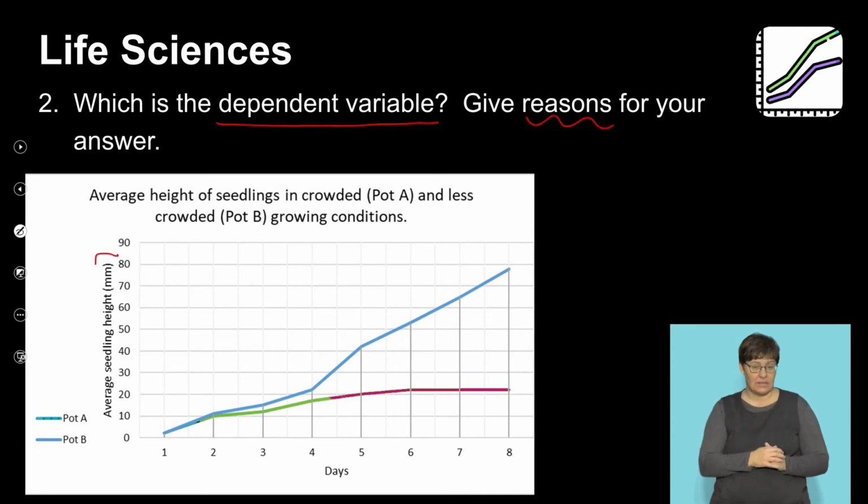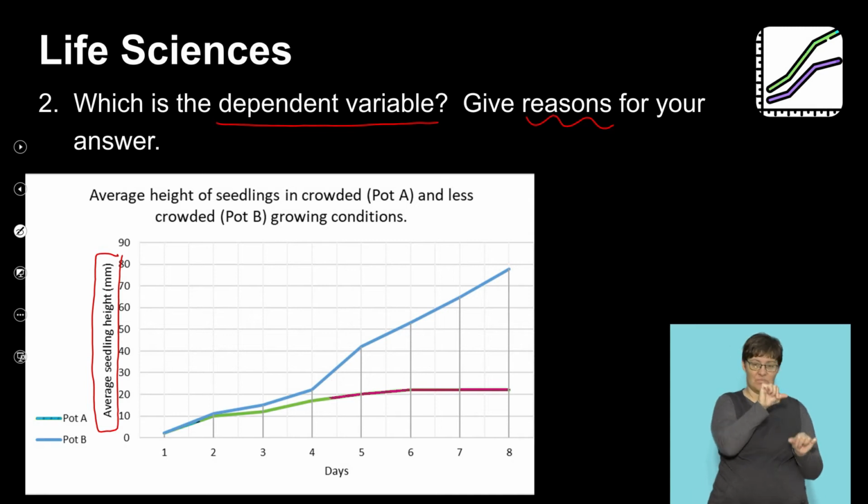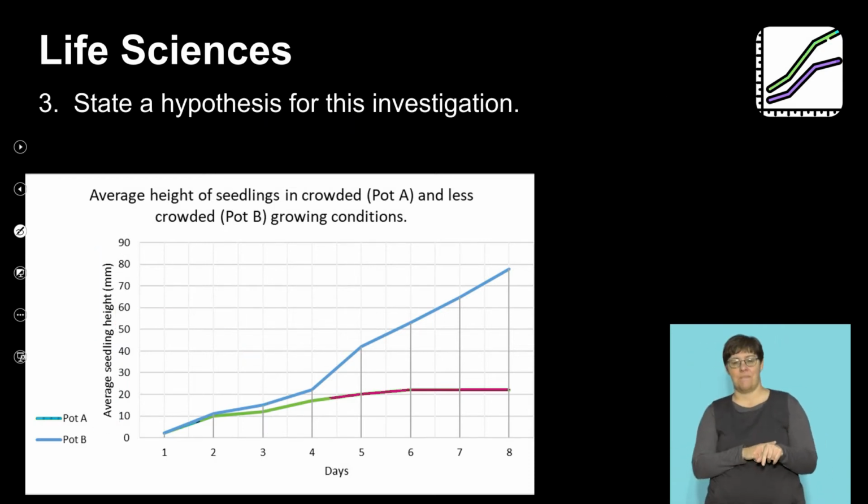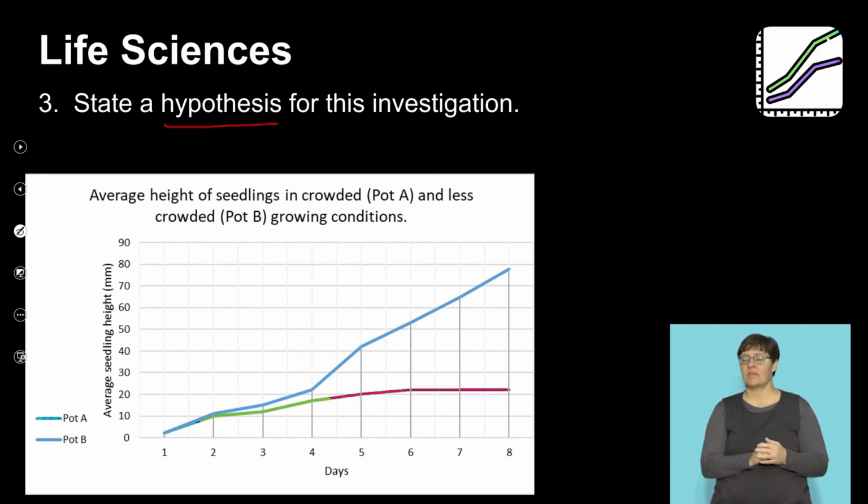Remember that the dependent variable is going to be the one that you measure. And that is the reason that we call it the dependent one. The height of the seedlings depends on how much time has passed. Question 3. State a hypothesis for this investigation.